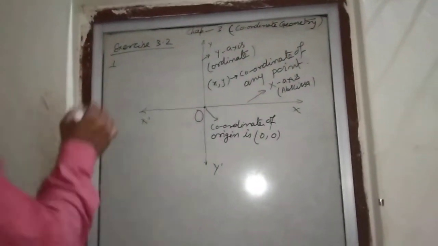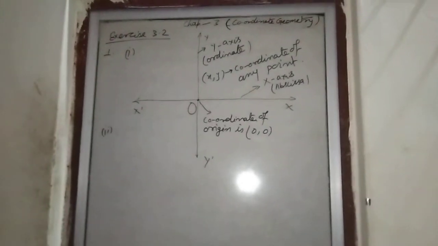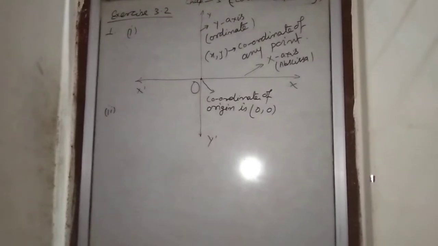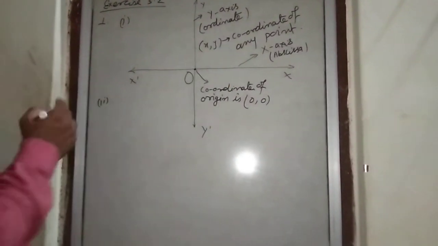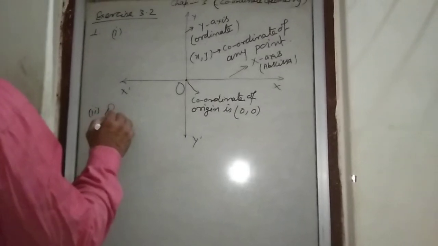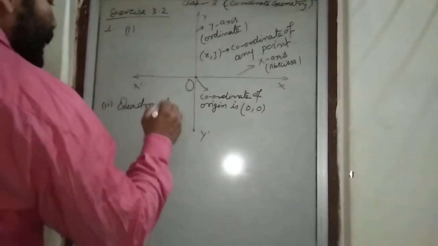Now the second part of this question: what is the name of each part of the plane formed by these two lines, the x and y axis? The name of each part is quadrants.